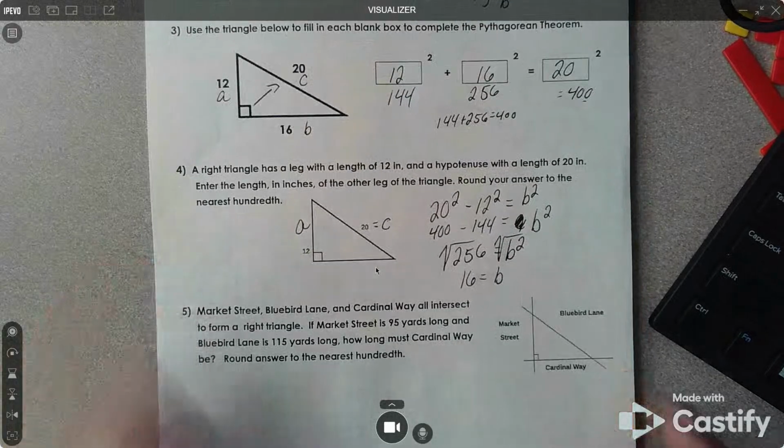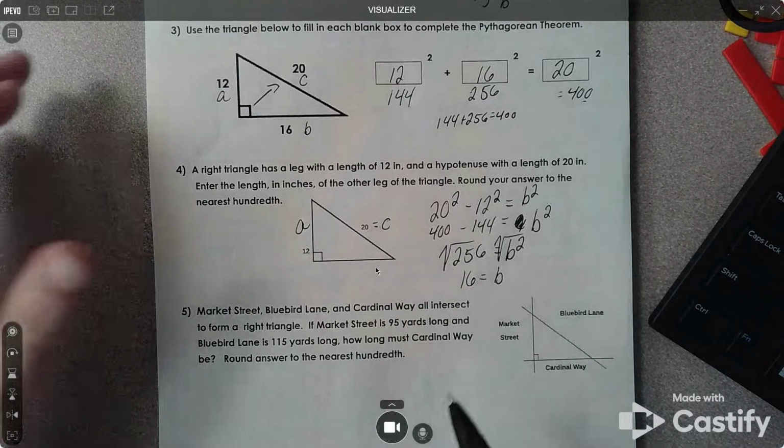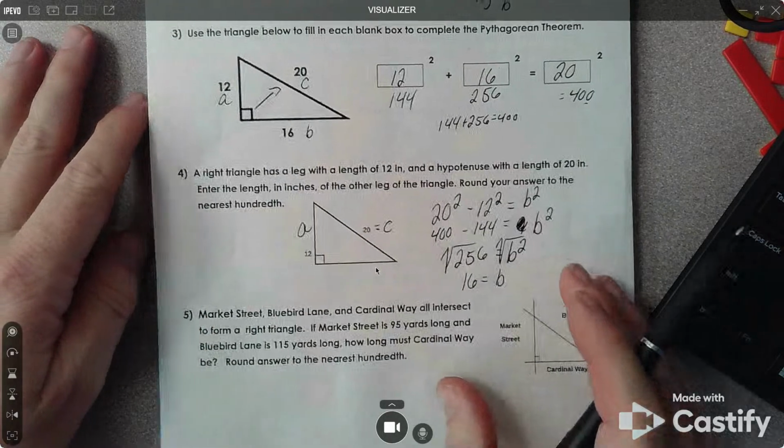Pretty much on all of these, the key is to figure out which side is A, which side is B, and which side is C. The only side that has to be exact is side C.